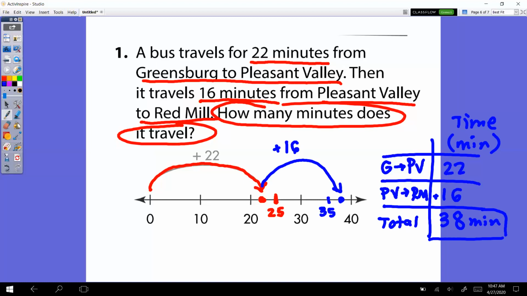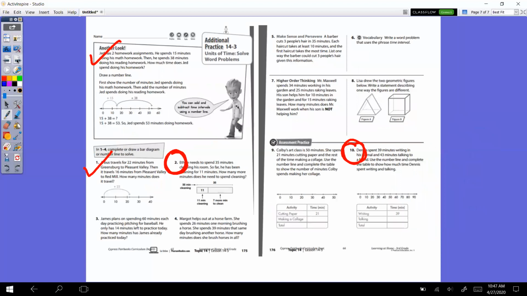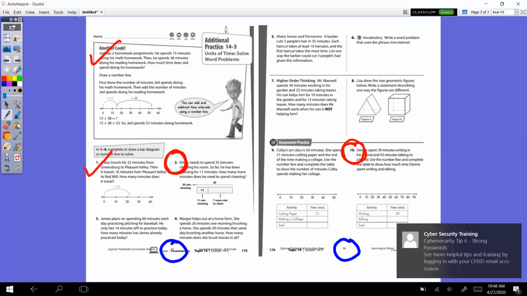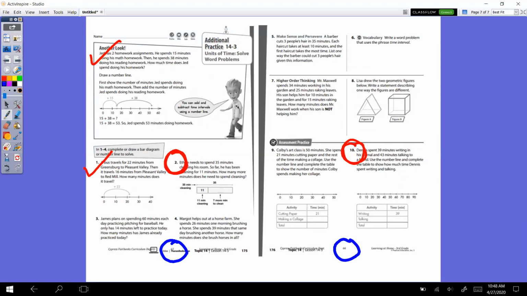All right, guys, that is it for me today. Don't forget, you guys are responsible for doing questions 2 and 10 on pages 65 and 66. And don't forget to answer those questions on the Google form.